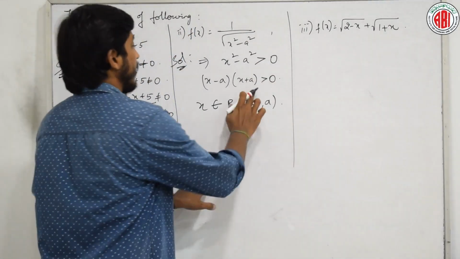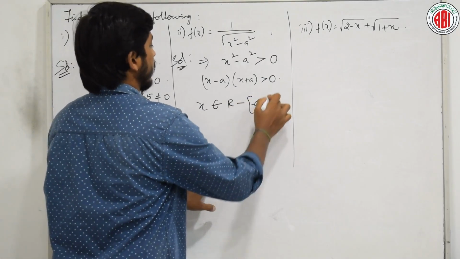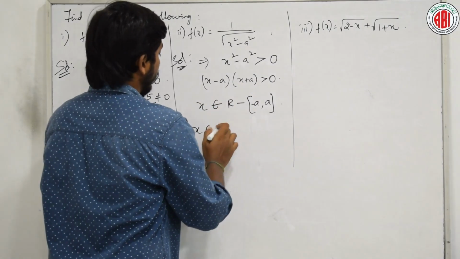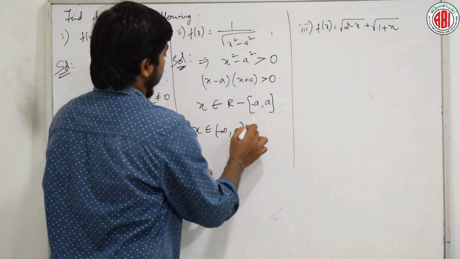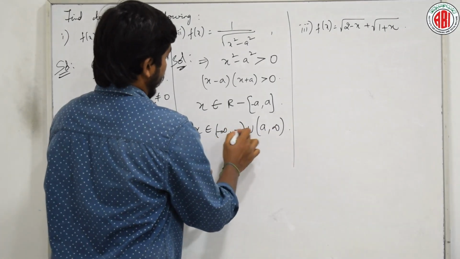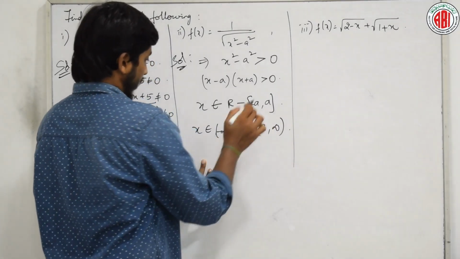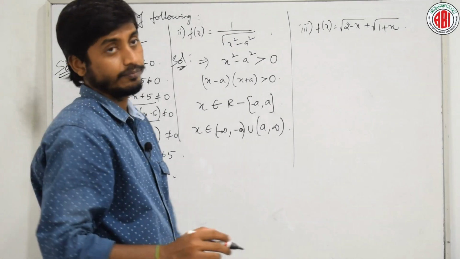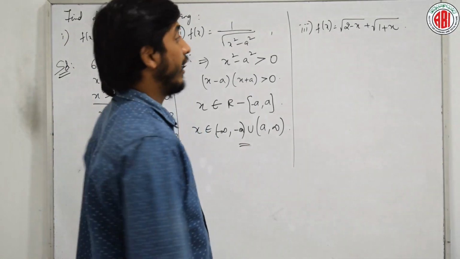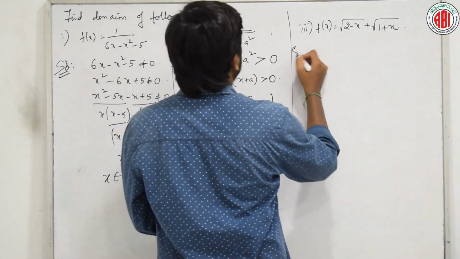That is, we have to indicate this. That is, x belongs to minus infinity to minus a and a to infinity. Clear? This is my domain. Right? Next, look at this.